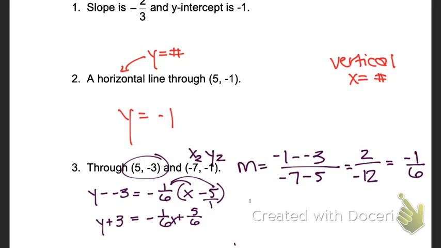Then to solve for y, what do we have to move? Subtract the 3. But when I subtract the 3, what am I subtracting it from? The 5 over 6. So you may want to convert that. Think about it as 3 over 1. What is 3 over 1 in terms of 6? 18 over 6. So you're really subtracting 18 over 6 from 5 over 6. So our final answer here, y equals negative 1/6 x minus what? 13 over 6. Good.